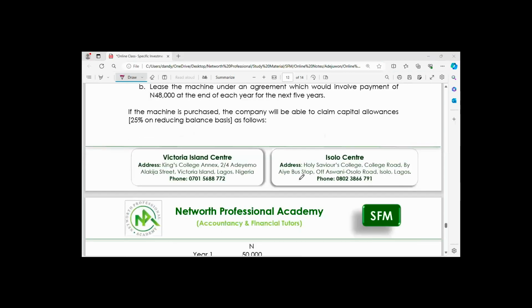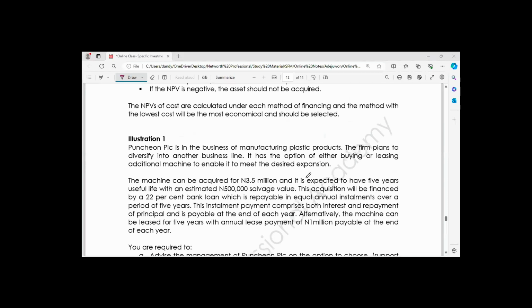So let's have illustration number 1. This is a different scenario.